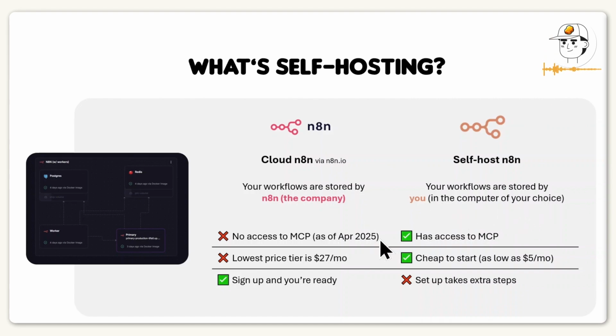And just to do a quick comparison, the reason why we will be self-hosting in this instance is simply because at the time of recording, the Cloud n8n doesn't have access to MCP yet, while the self-hosted version does. And also there are a few benefits to it, such as the cost. So in Cloud n8n, the lowest price tier is something like 27 USD per month, while when you do the self-hosted version, it can be as low as $5 a month, or even less if you have your own custom personal setup. That said, it does take a few extra steps to set up, but if you follow along, then you'll be able to try out self-hosting n8n in the easiest way possible.